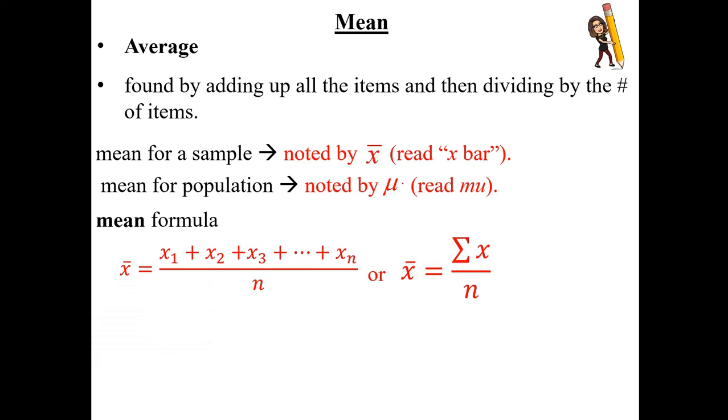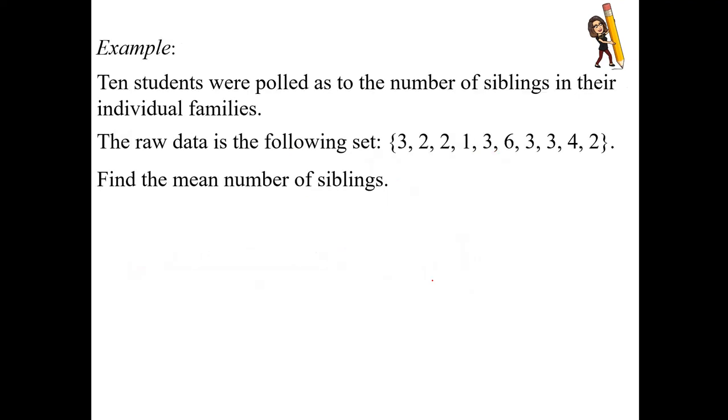That same mean symbol for a population is denoted with a U with a tail on the front, and it's called mu. So the formula is the sum of all of our data points divided by the total number of data points. You can write the formula down as the one on the left or the one on the right. Either way, we're going to add up all the items and then divide by the total number of items.